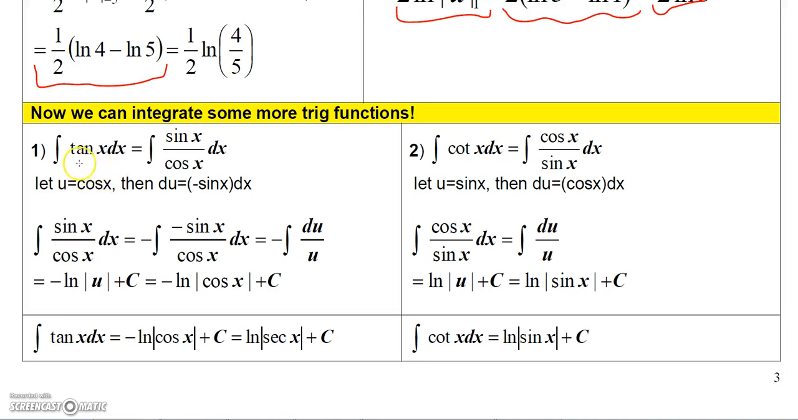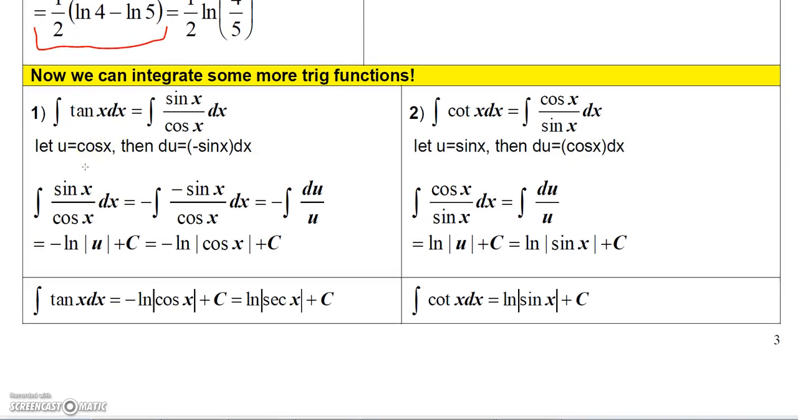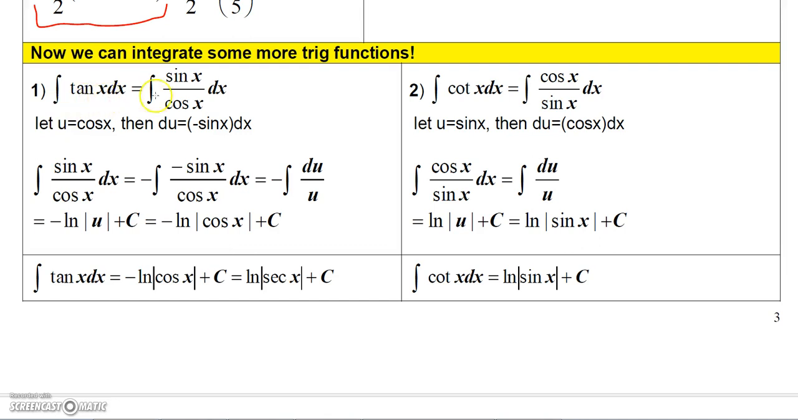Okay, I'll just show you one of these, and you can pause the video and look at the other one. Since tangent x can be written as sine x over cosine x, you can let u equal cosine x, and then du would be minus sine x dx. So since I need a minus sine x dx, I'll multiply on the inside by -1, and I can do that as long as I multiply the outside by -1. So then that would become minus the integral du over u, which is minus the natural log of the absolute value of u plus a constant, and then replace u with cosine x, since that's what it equals.